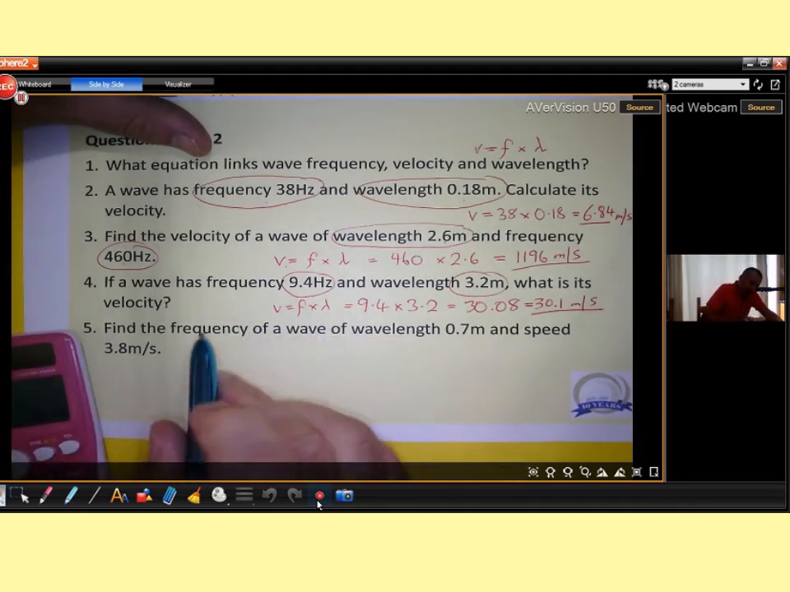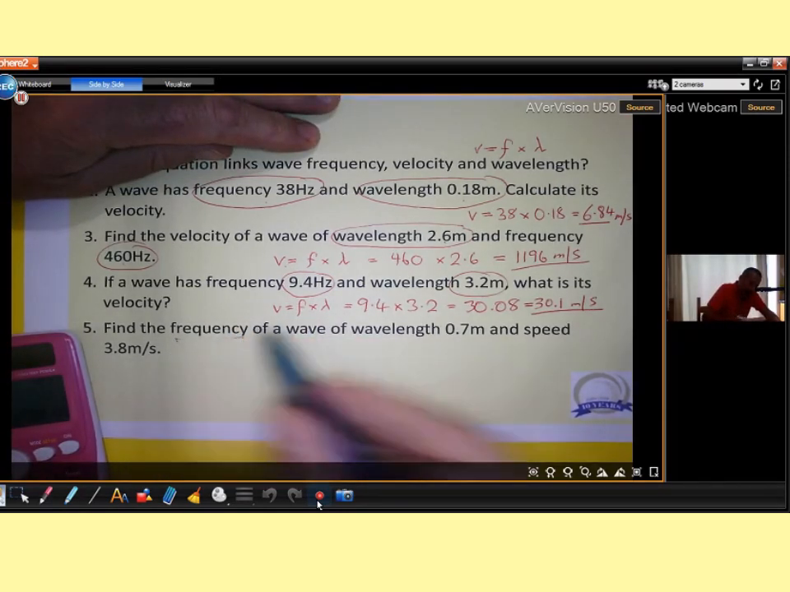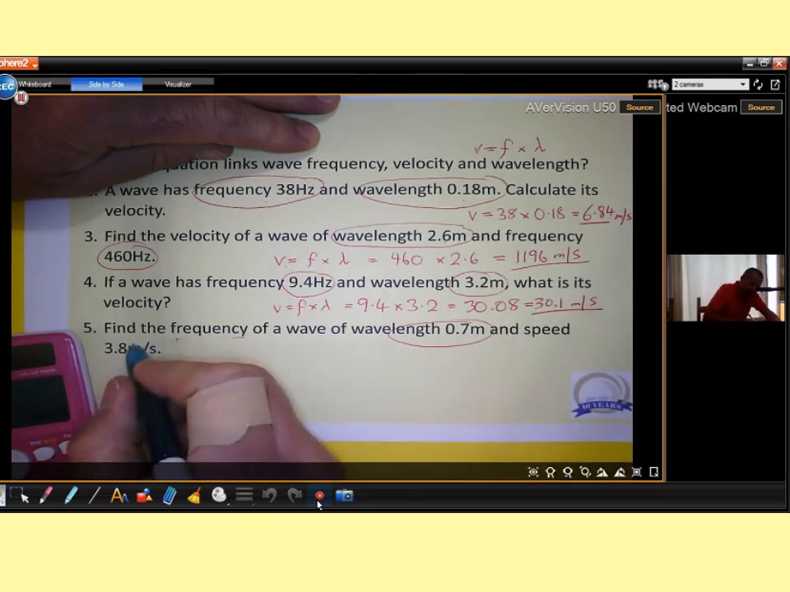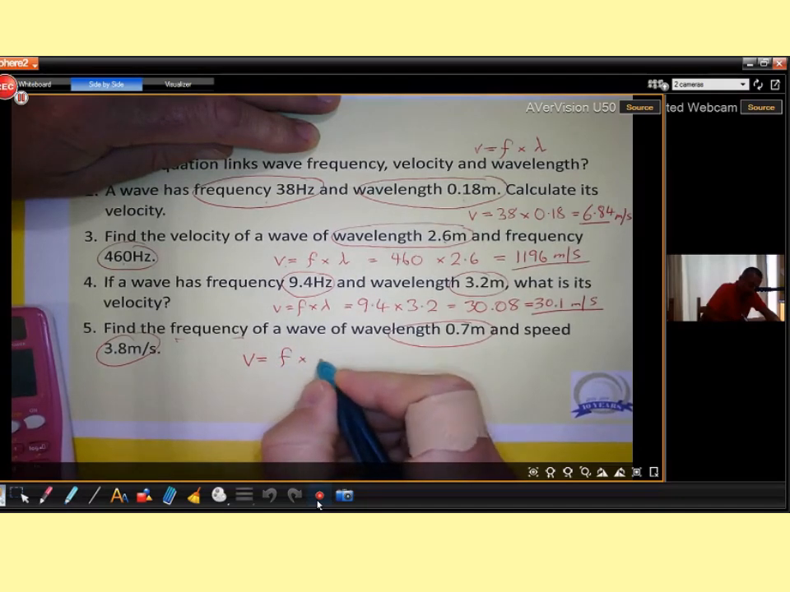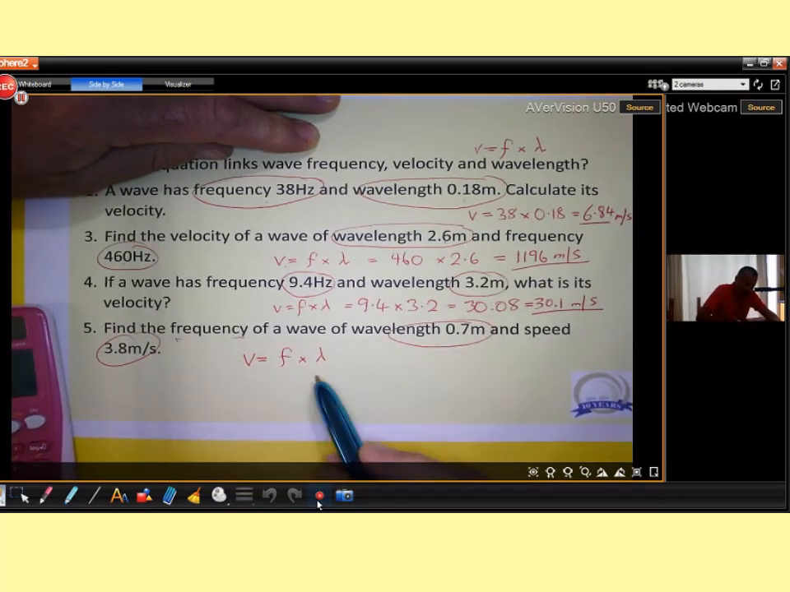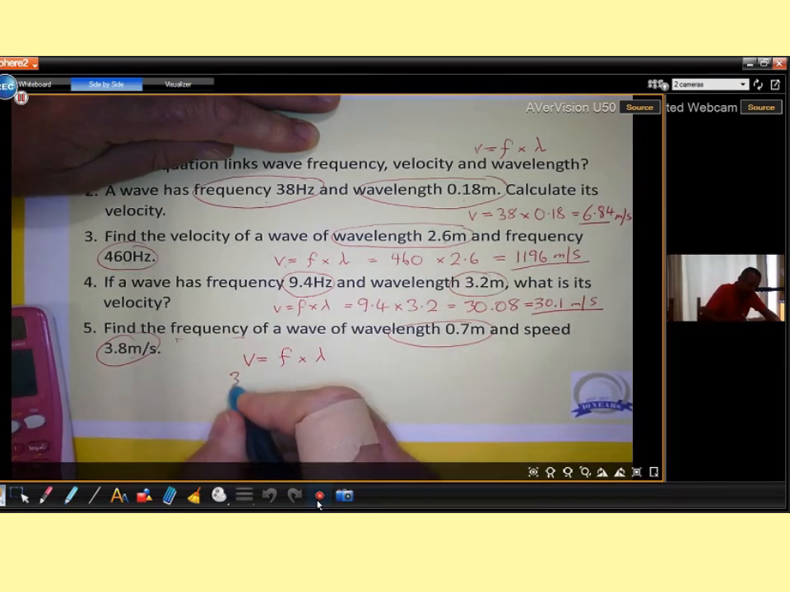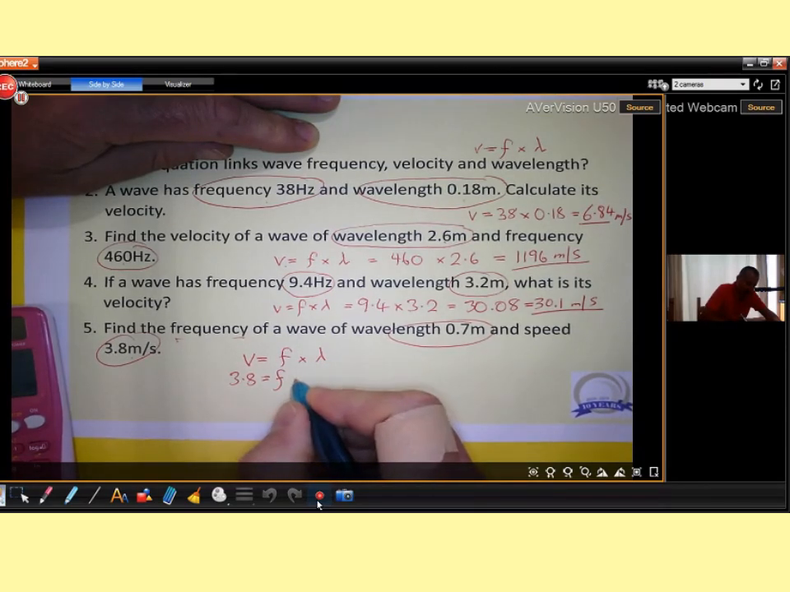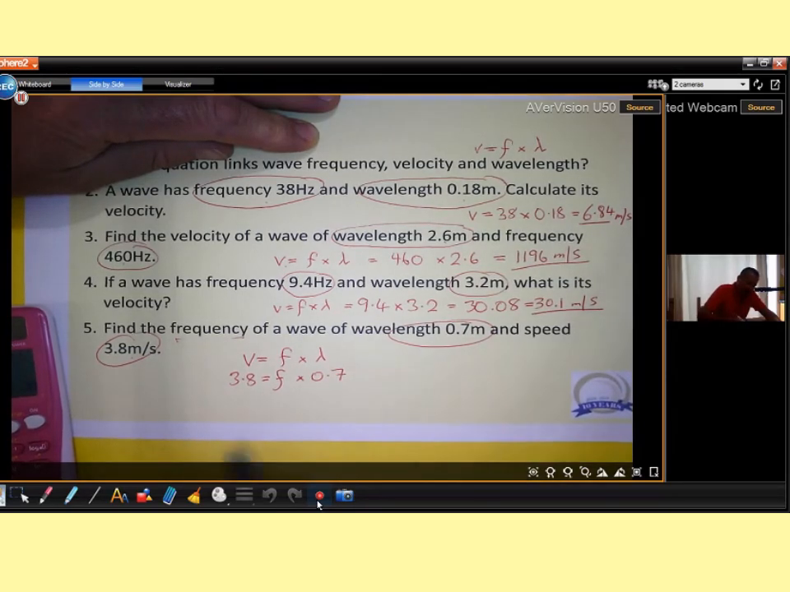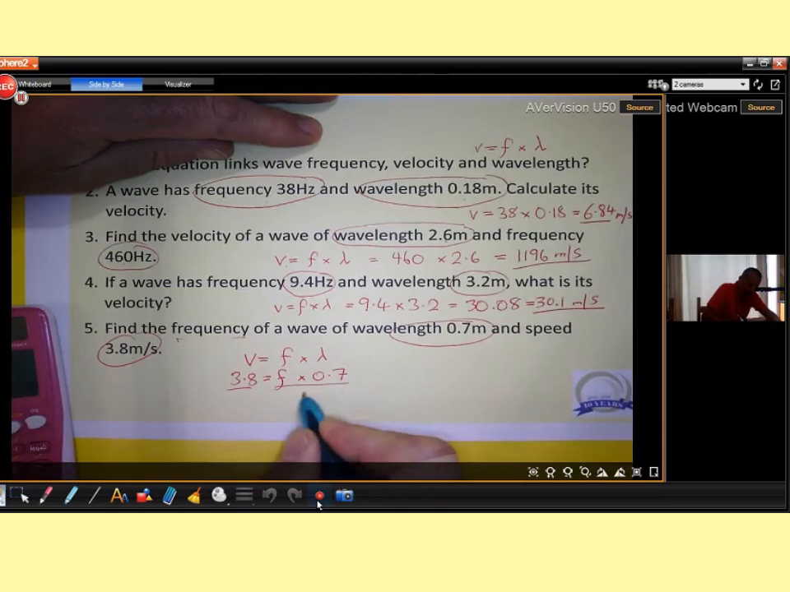Last one. So this time we're finding the frequency. We know that the wavelength is 0.7 and the speed is 3.8. So write the formula down again. Velocity equals frequency times wavelength. Now substitute in, before you do anything else, we know the velocity is 3.8. We don't know the frequency, we're trying to find it, so I'm just going to leave f, times the wavelength, which is 0.7.